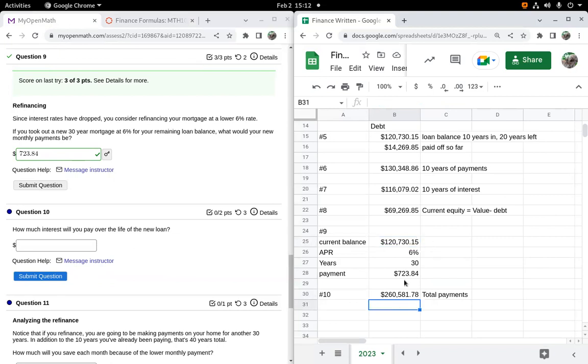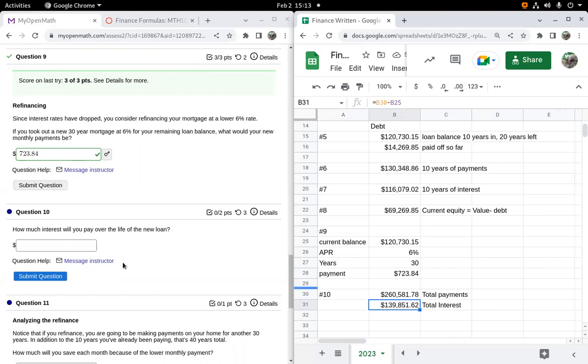But I owed them $120,730.15. So the difference, because I've been paying that off, has to be the extra interest I paid them. So we're going to find that difference here. Total payments, take away current balance, the loan amount. And so this one right here would be total interest. Similar to the calculation we made above, same process, different number.